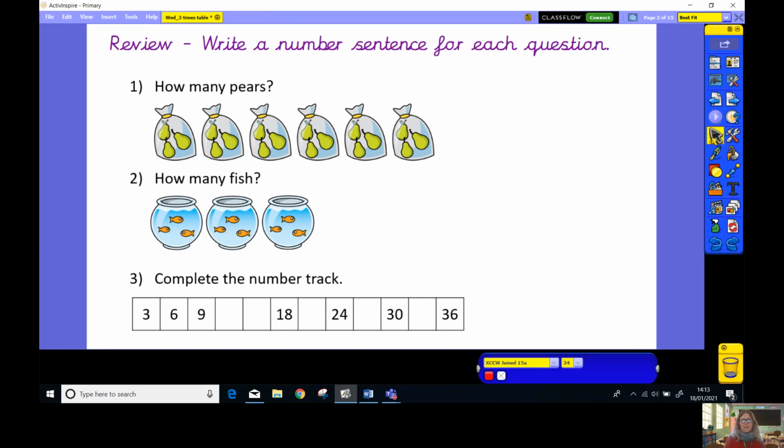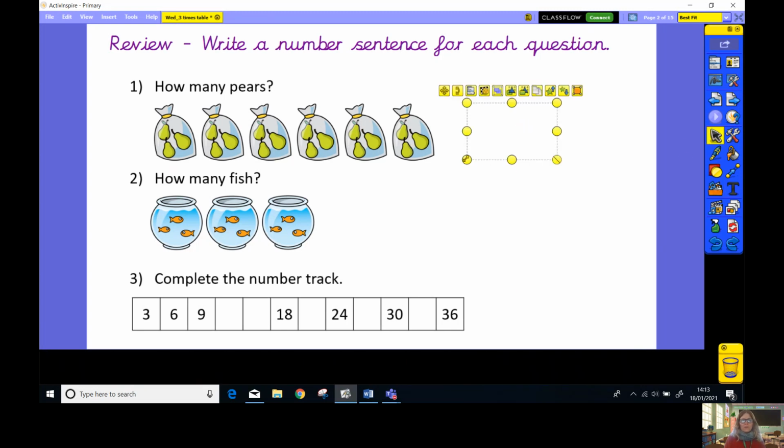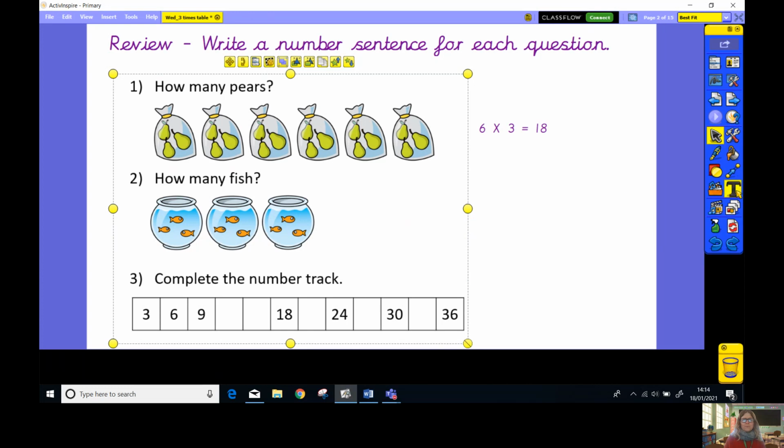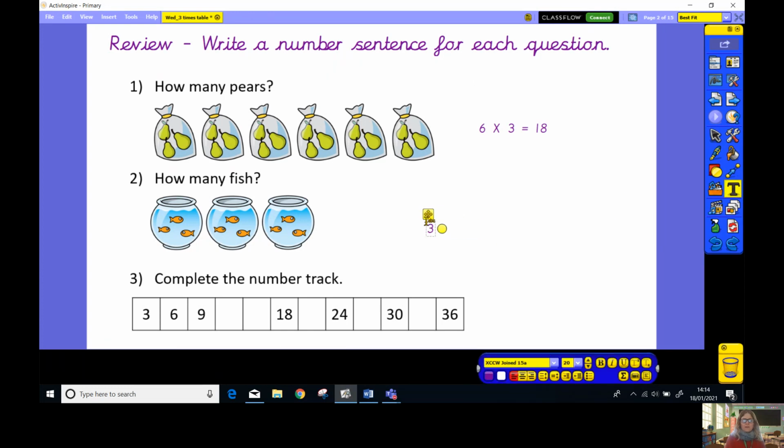So how many pairs are there in total? Well, we have got 1, 2, 3, 4, 5, 6 groups of three pairs. So 6 bags full of 3 pairs. So in total, we would have 18 pairs. How many fish are there? Well, again, I have 3 aquariums with 3 fish in each, which would be 9 fish in total.